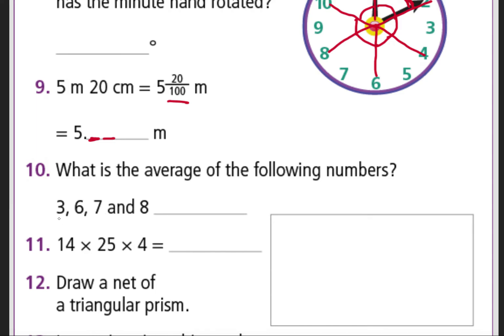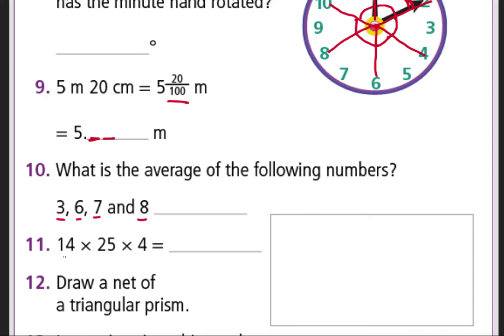What is the average of the following numbers? The way we do that is we add them up, add these numbers up. There's 4 of them, so after we add them up, we divide our answer by 4, and that will tell us the average.